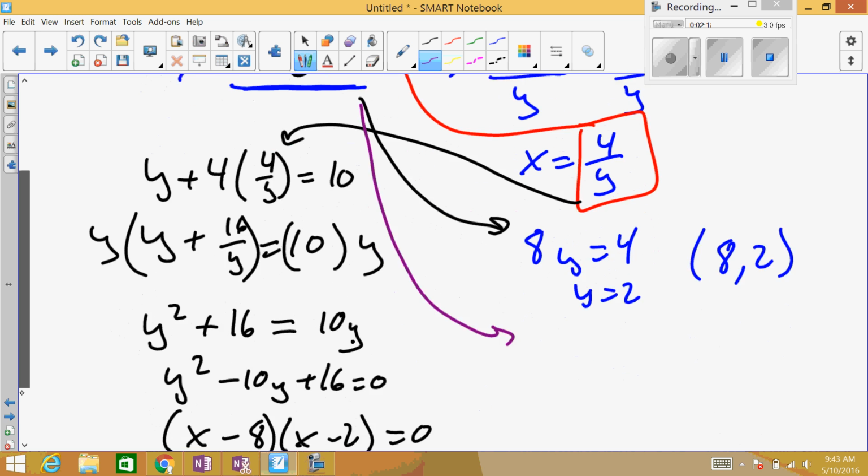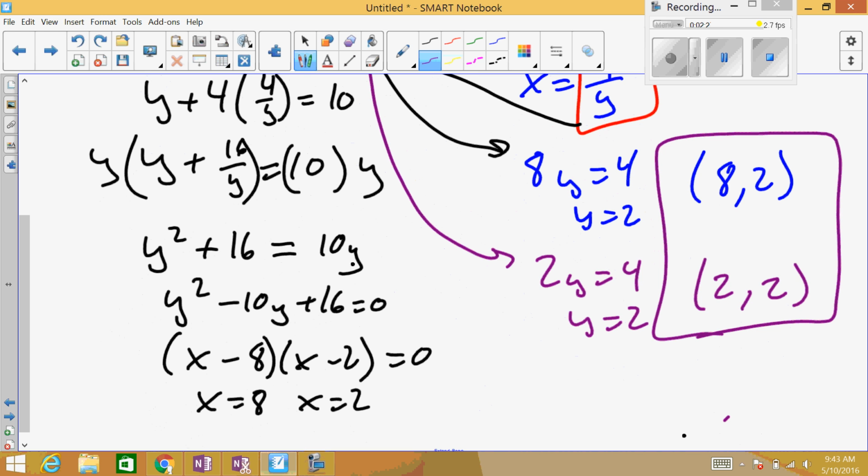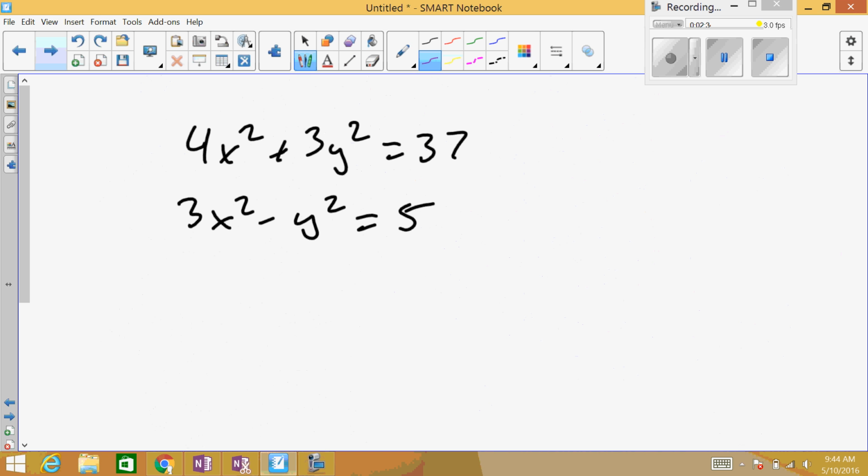My second point of intersection, let's see, what did we have for our second x possibility? 2 times y equals 4. y equals 2. So my second point of intersection is 2 comma 2. Okay, it'd be a good idea to go back and check in my other equation, but for the sake of time, I'm going to go ahead and jump to my next example.